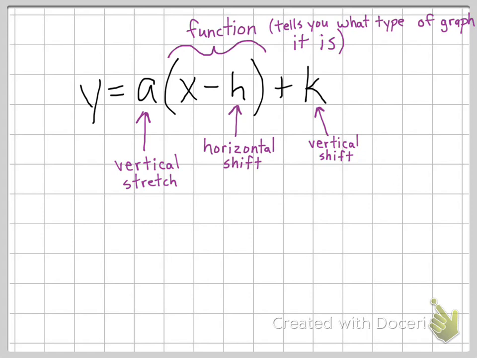Now the short of why the h works backwards is because it's happening to the x before it goes into the function. Therefore, it kind of works in reverse, whereas the k happens to the value after the function has been applied to it. So that's why this one does what it seems like it should do, and the h actually kind of does the opposite of what it seems like it should do.